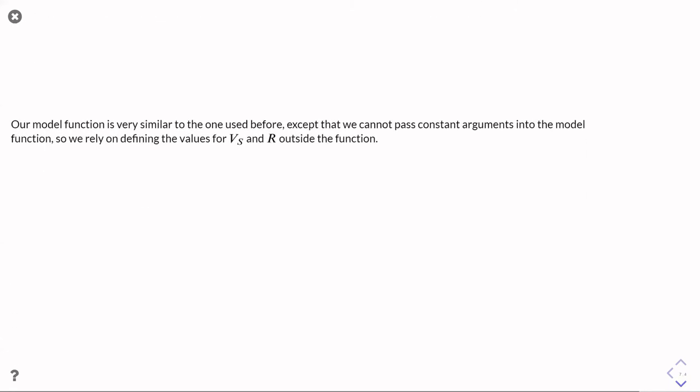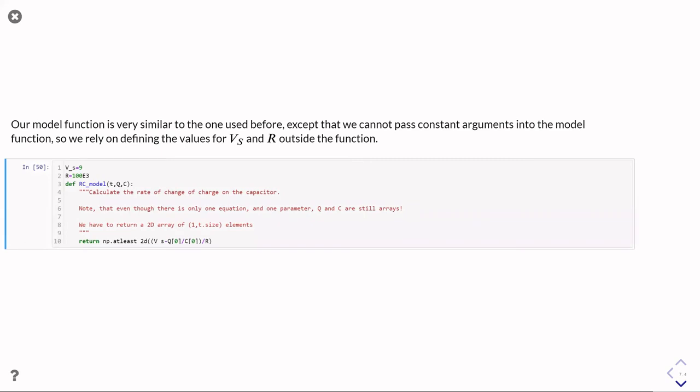So our model function looks quite similar to what we had before, except, as I say, we can't pass the resistance and the voltage source in as parameters any longer, so they just have to be defined outside the function. So our model function looks like this. Again, we've defined a 9-volt source, 100 kilo ohm resistor, and then the model function takes in the time, the charge, and the capacitance.